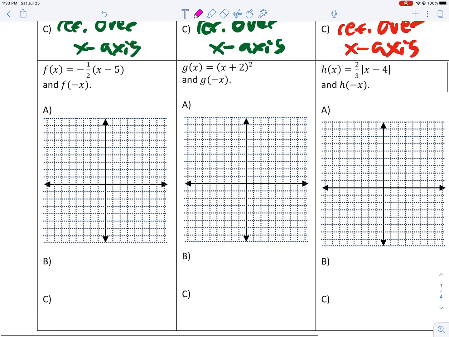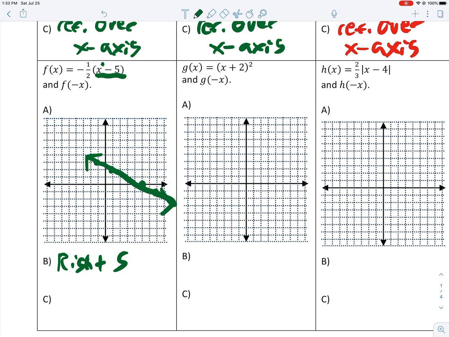Okay, next one. So now we are in the linear again because it's x to the first power. But it's been shifted to the right 5 from the origin. Remember, opposites inside the parentheses. So 1, 2, 3, 4, 5. And then the slope is 1/2. So down 1 over 2, up 1 over 2, up 1 over 2, up 1 over 2. So there's your graph. So that's f of x.